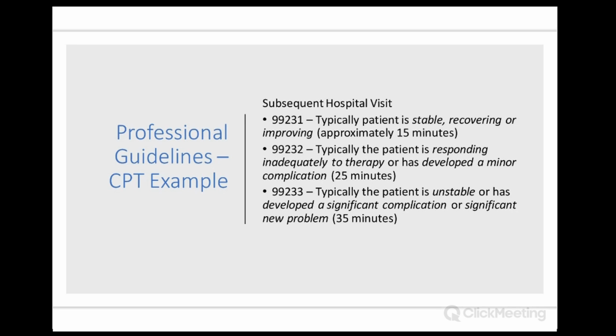Looking in your CPT book, subsequent hospital visits. We may think they're talking about the work that was done, but really, if you think about it, they're talking about the status of the patient, which is a diagnosis code. 99231: stable, recovering, improving. That should be in my diagnostic statement. So I should have codes that reflect that the patient has improved from the time that they were admitted. 99232: responding inadequately to therapy, minor complication. So now I'm perhaps seeing a diagnosis that I didn't see before. Maybe we've added specificity to show that the patient now is not doing as anticipated. And 99233: unstable, significant complication, significant new problem. I want to see a different diagnosis than the day before. If the day before it was a 99232, I want to know through that diagnostic statement why these codes were selected, not just on the amount of history and exam.